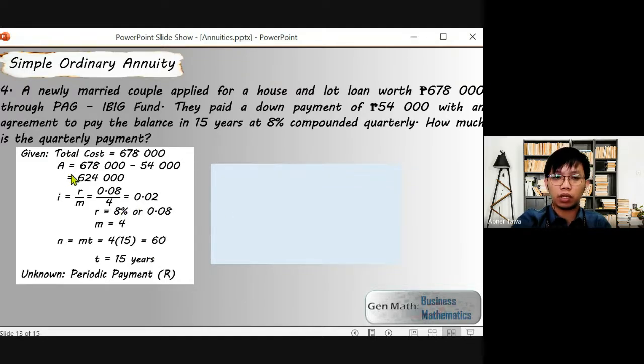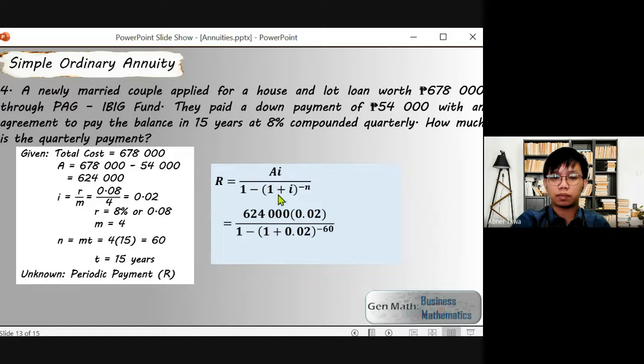Since ang given dito ay A, therefore yung gagamitin natin formula is the formula for R whenever the value of A is given, and that is, we have it here. Okay, and then just substitute the given to the formula. So we have here R equals A, which is 624,000, multiplied to the value of I, which is 0.02, all over 1 minus the quantity 1 plus 0.02 raised to negative 60.